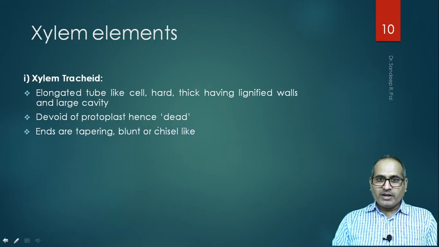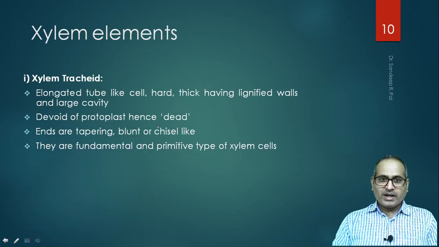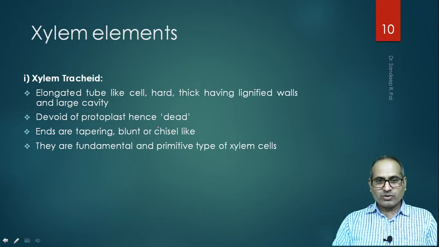Their ends are tapering, blunt or chisel-like. Chisel is a shape like a sword. They are fundamental and primitive type of cells. So they are fundamental and primitive type of xylem cells. So you will find fundamental as well as primitive type.